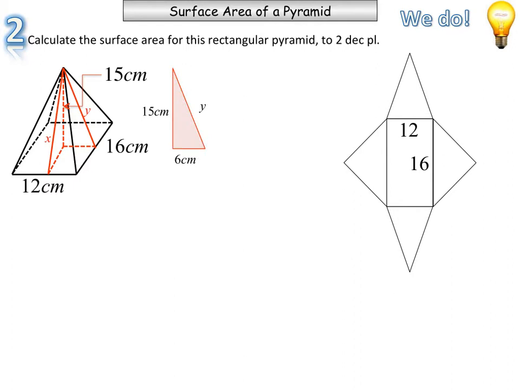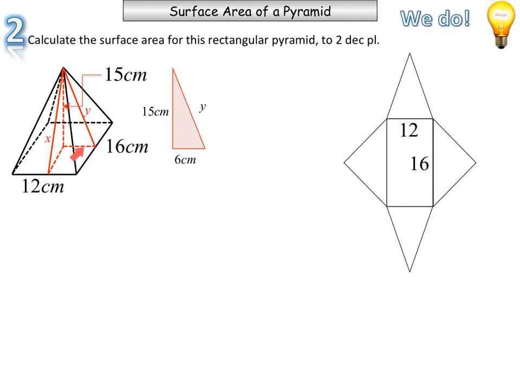Excellent. So we end up having these measurements. We've got 15 centimeters being from the top down to the bottom. And then we have 8 centimeters, which is half of 16, because 16 is the whole way across the rectangle, but we want half of that, which is 8 centimeters.